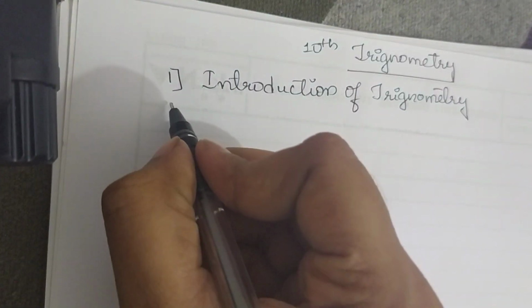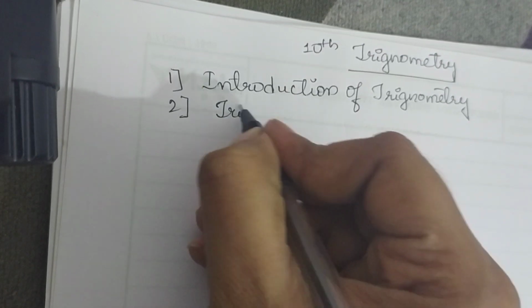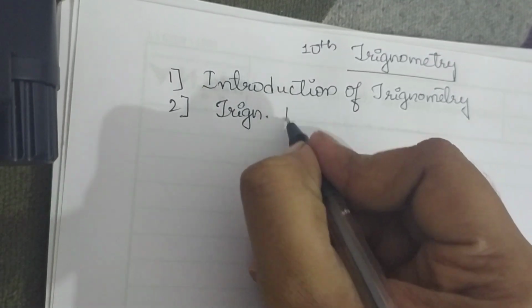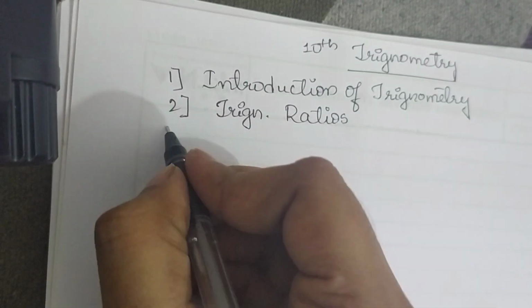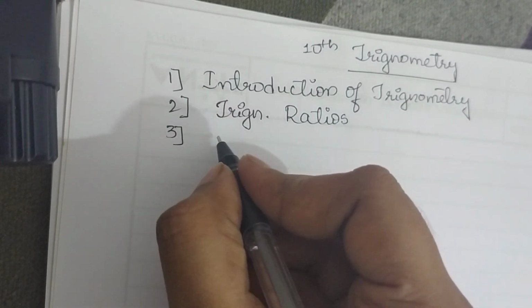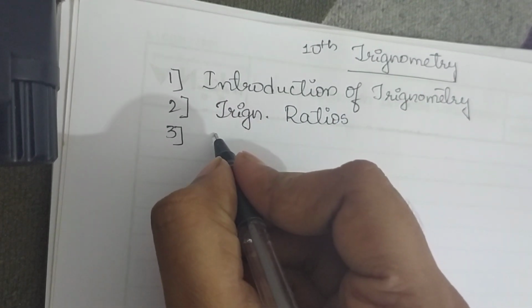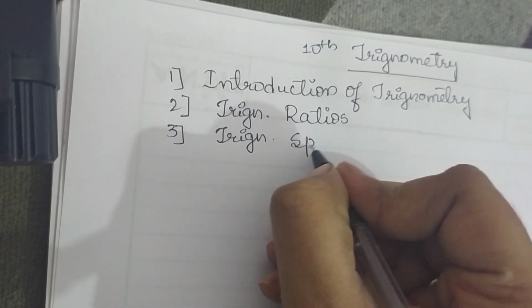First, we are dealing with the introduction part of trigonometry. Secondly, it is about the trigonometric ratios. Which are the ratios? You will come to know there are 6 ratios. Third part is special angles of trigonometry.